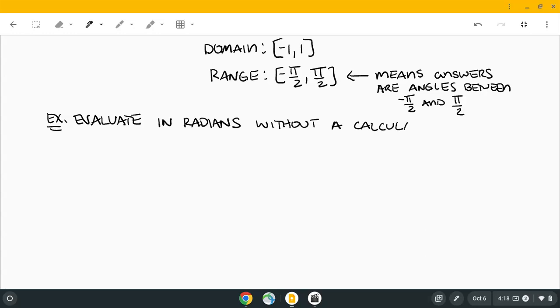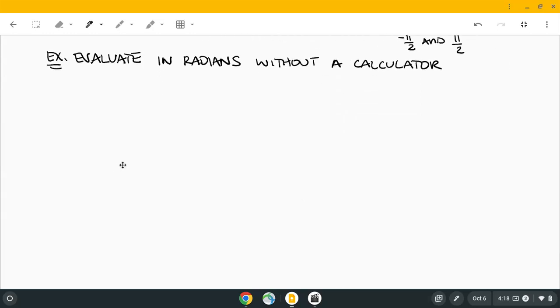Okay, which means I'm going to give you some that you already have memorized. So let's take a look at these here. Sine inverse of square root 3 over 2. You have that one memorized. And we'll take a look at sine inverse of negative 1/2.